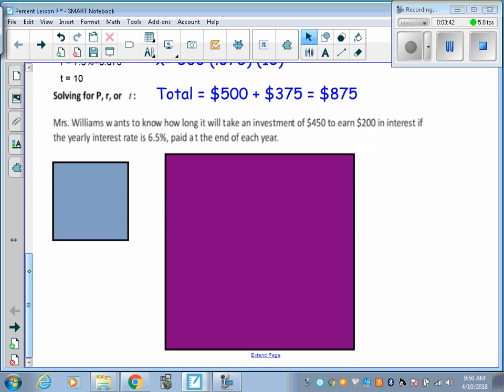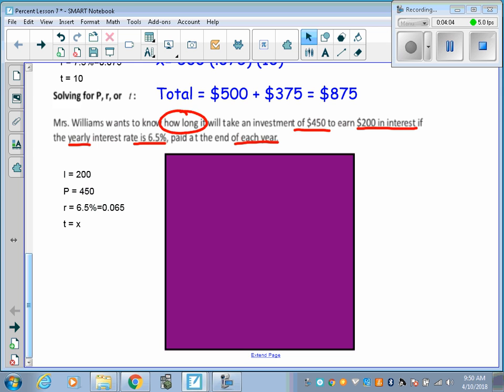Next, Mrs. Williams wants to know how long it will take an investment of $450 to earn $200 in interest if the yearly interest rate is 6.5%, paid at the end of each year. So again, we're talking about years. So how long? What we don't know is the time. So again, we look at what we know. The interest is going to be $200. That's what she wants to make. She's going to put $450 in the investment, and it gets 6.5%, or 65 thousandths as a decimal. Time is what we don't know, X.